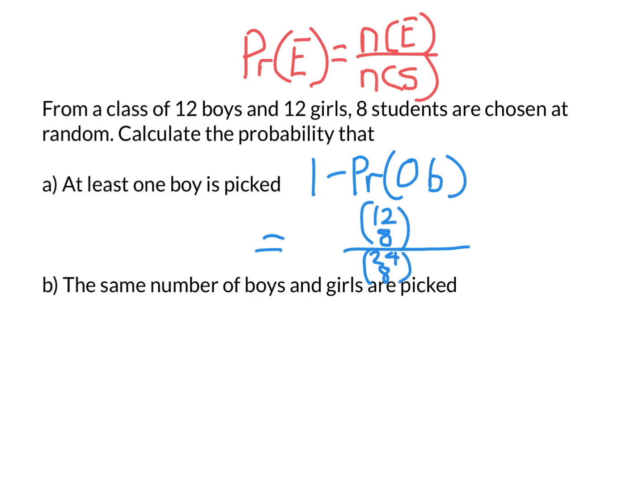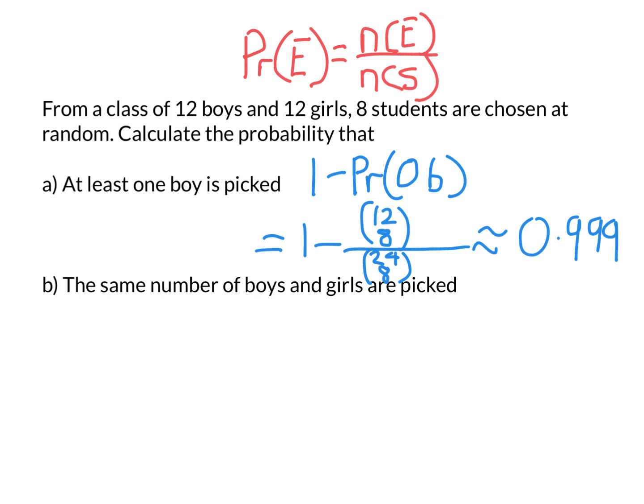So the probability you pick at least one boy, you just subtract from 1. And in most scientific calculators, you can put it straight on your calculator like that. You get about 0.999. And that makes sense. It's very, very likely you're going to pick at least one boy because it's very unlikely that all of the ones you pick would be girls.